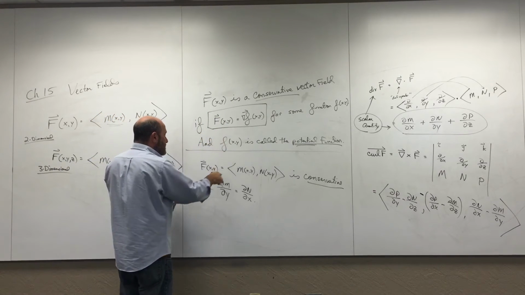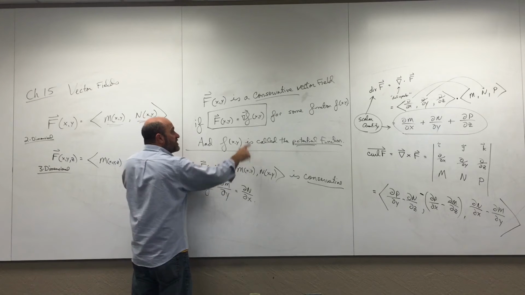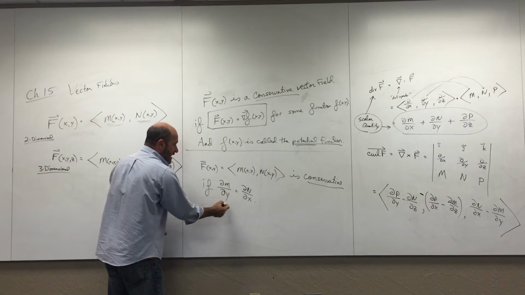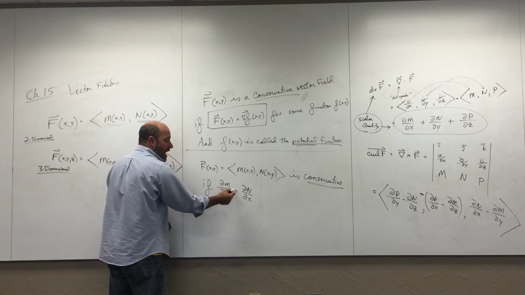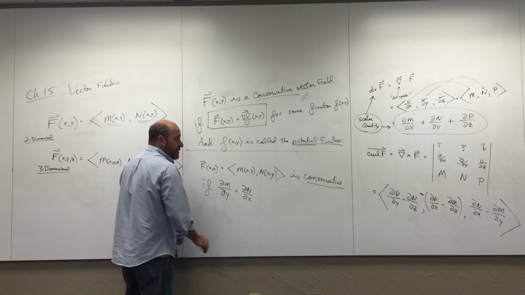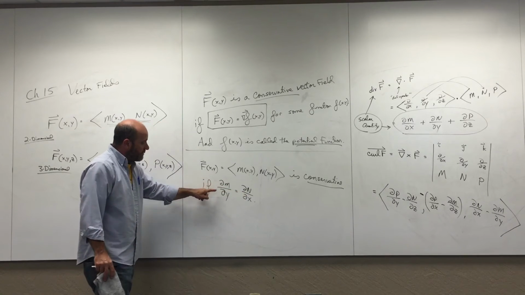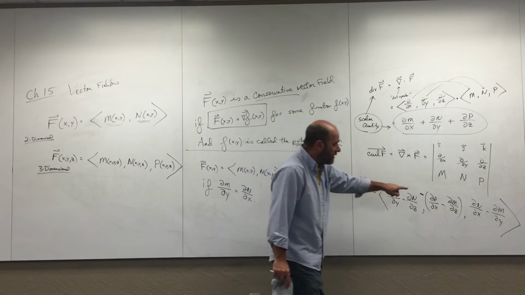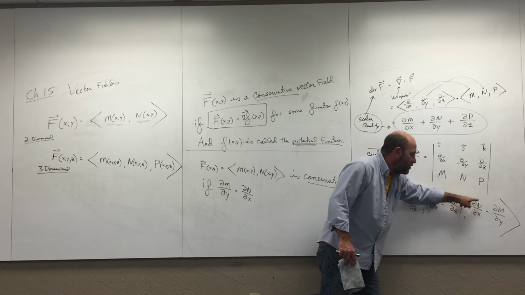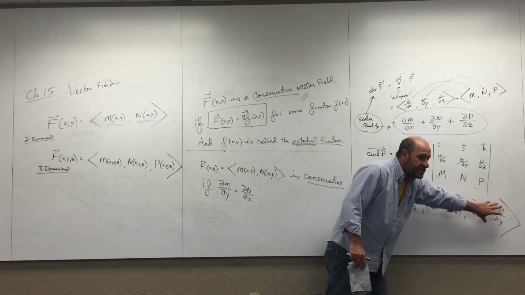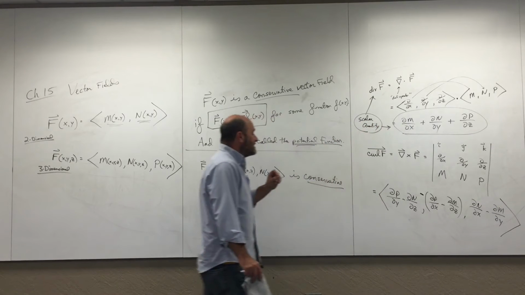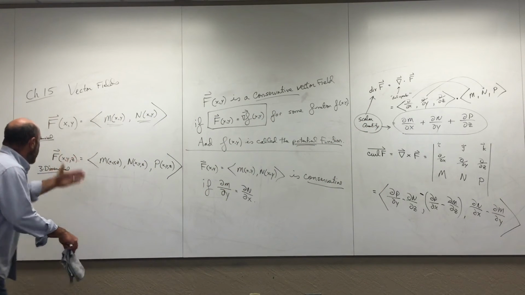What was the test to see if a vector field is conservative, when it's a 2D vector field? This is the test: dM/dy equals dN/dx. Which, by the way, let's just notice something. If dM/dy did equal dN/dx, over here in this curl, this would be 0. It turns out that that's the test for a 3D vector field.